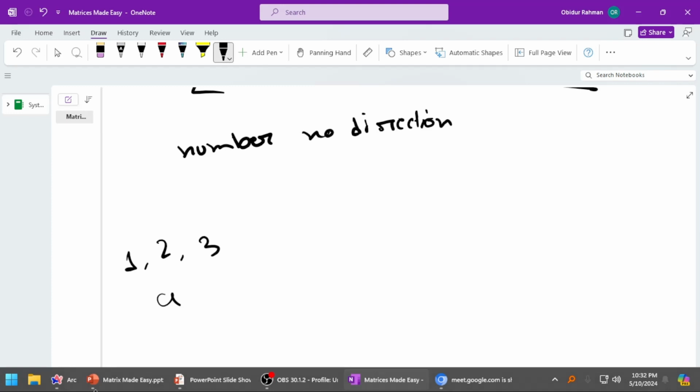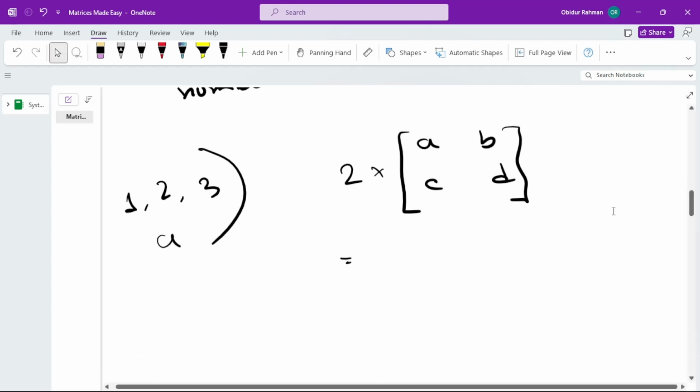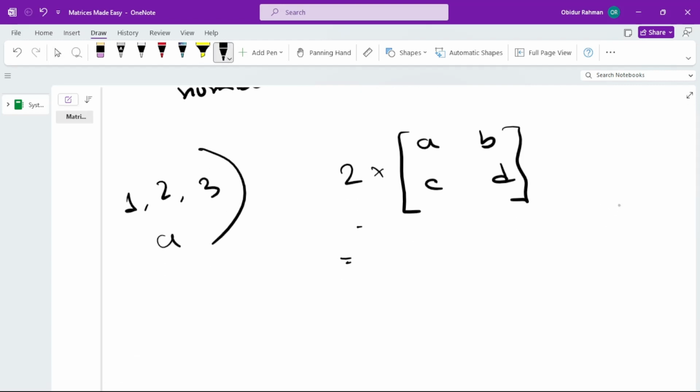So if we multiply a matrix of a b c d with a scalar, or with a number, what do we get? How do we multiply it? We multiply all the elements with that scalar or with that number. This is called scalar multiplication.